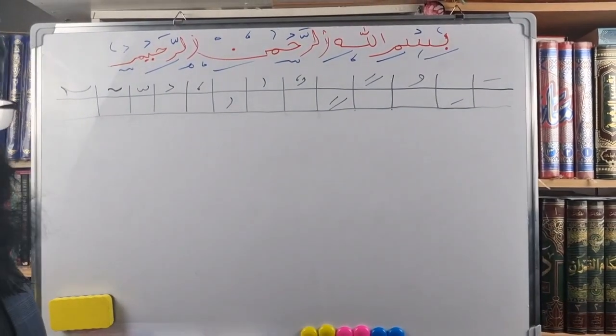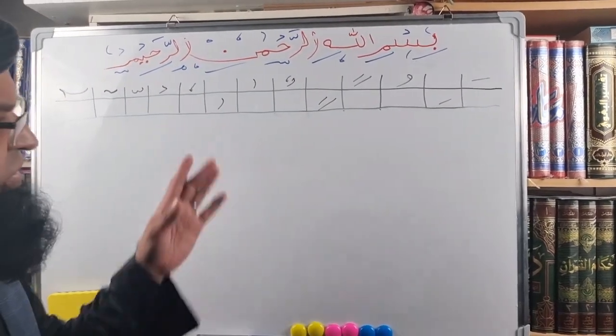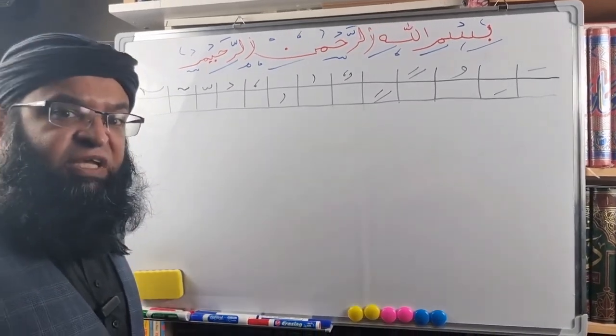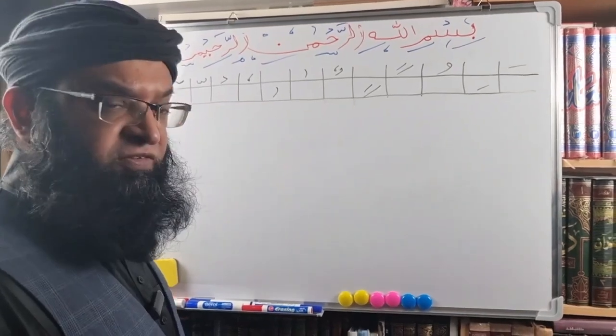In Arabic, the diacritical marks are called harakat, and if the diacritical mark is at the end of the word in Arabic, it's called i'rab, the declension. Inshallah, we'll go into further detail in later videos.